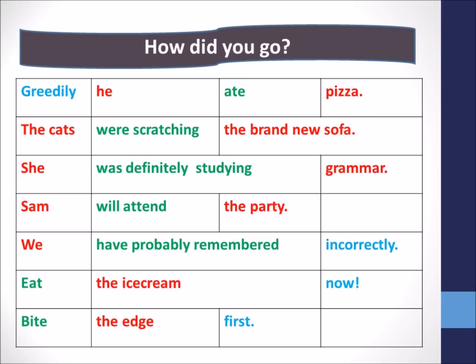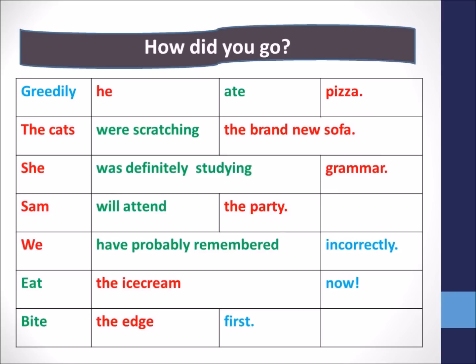We're going to have a look at were later on its own because it can be on its own as a process and it's doing something a little different when it's on its own. So who were scratching? The cats. What were they scratching? The brand new sofa. So there you have two participants on either side of that process.